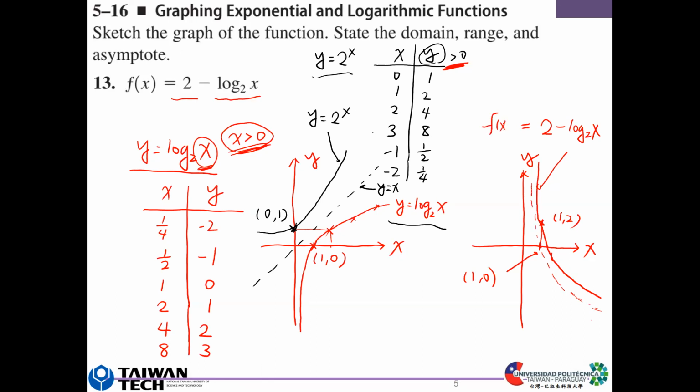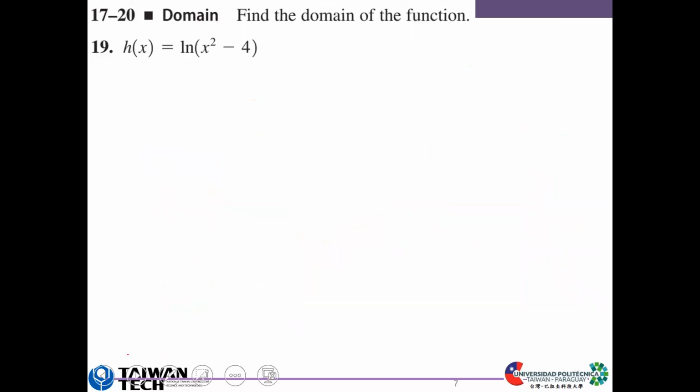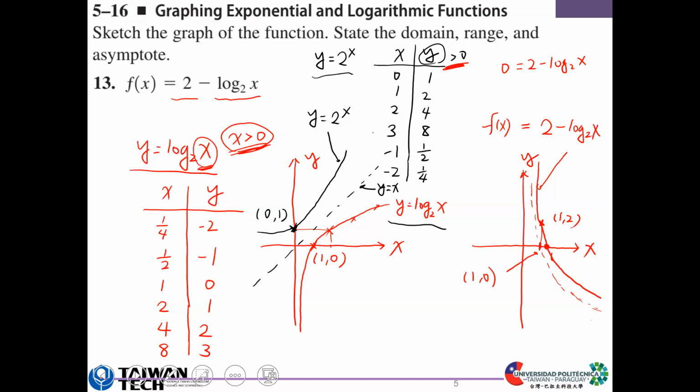So this is f of x, and we can calculate this point. This point is when y equals 0. When y equals 0, f(x) equals 0, which equals 2 minus log 2x. So log 2x equals 2, and then x equals 4, right? So the x-intercept is 4, 0.